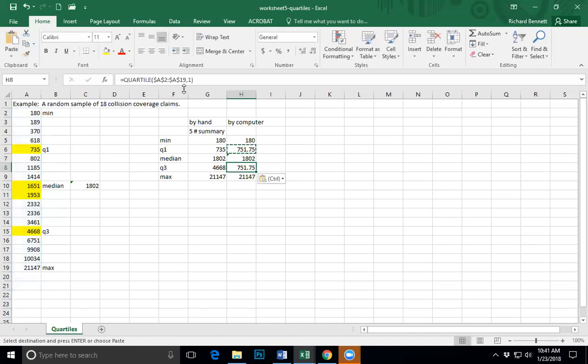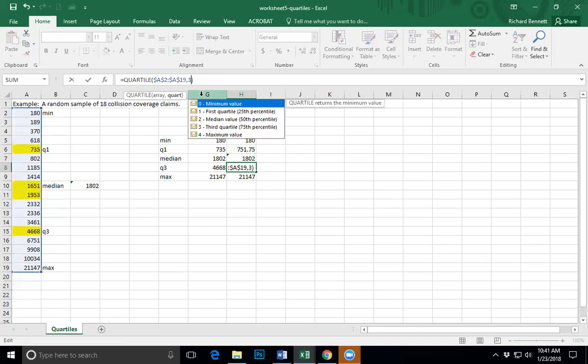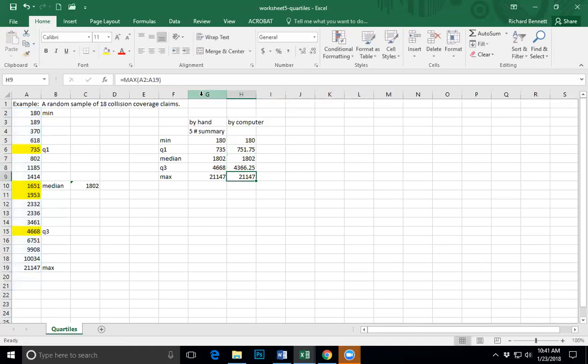Now, the thing that I'm going to do here, I don't want the first quartile anymore. I want to change that 1 to a 3. I want the third quartile. Now, before we got 4668, now we've got 4366.25. So these numbers are different. So depending on the method that you use, here's how it's going to be. If I give you a quiz on Thursday, it's not going to be on the computer. It's going to be by hand. And I want you to use this method. If I give you a test and you have data just like here, I want you to use the computer method. So you need to know both methods.